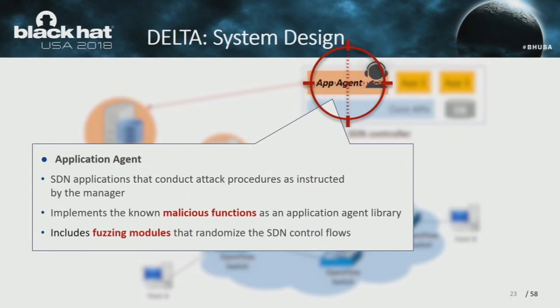And the application agent is an SDN application running inside a target controller. And it includes various known attack scenarios that could be performed by an SDN application. So we need to develop different SDN application agents for each controller, because each controller provides its own network functions and open APIs. And it has the fuzzing modules for finding new vulnerabilities, so it can intercept, forge, and change the SDN control messages in the controller. The fuzzing technique used in Delta will be explained in a later slide.